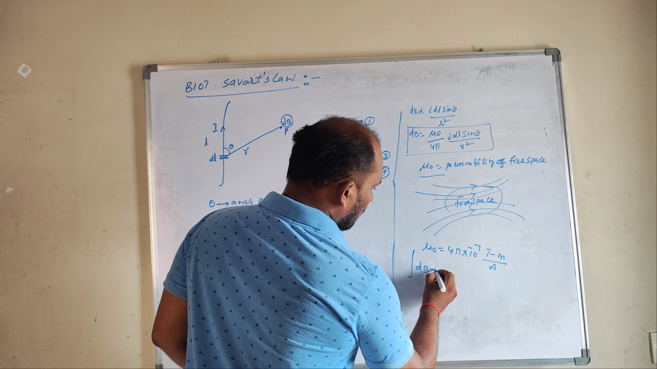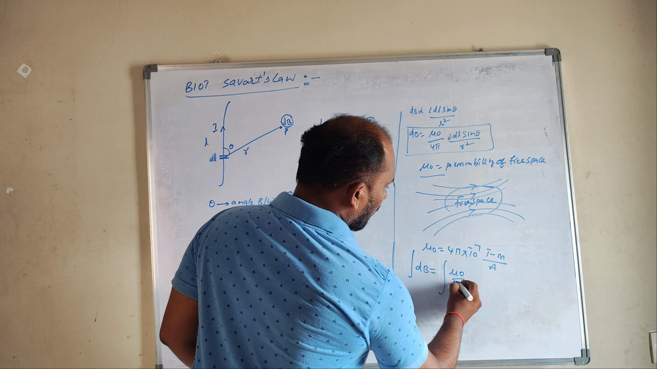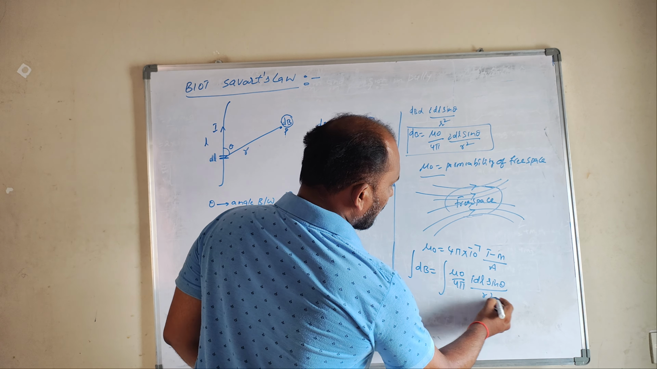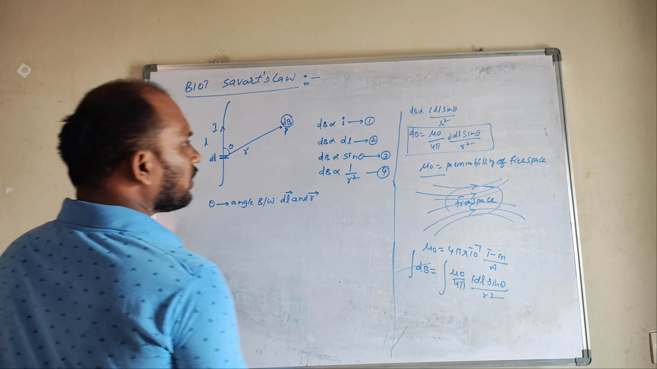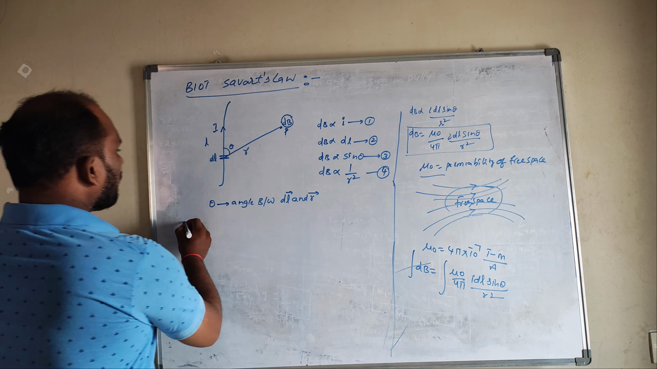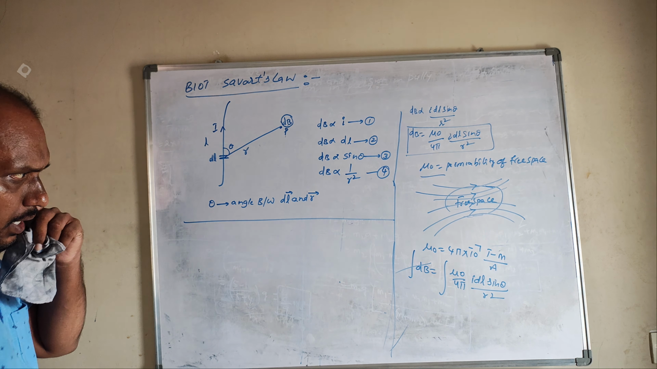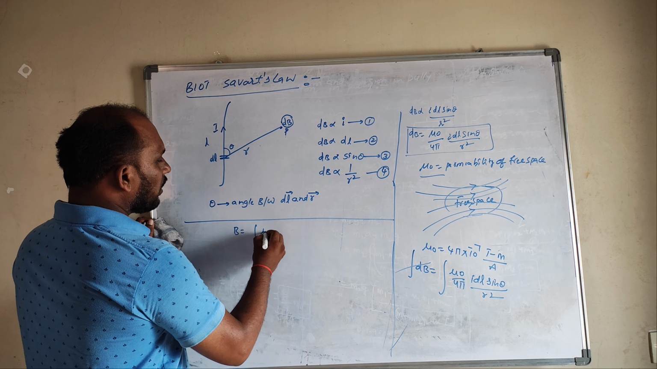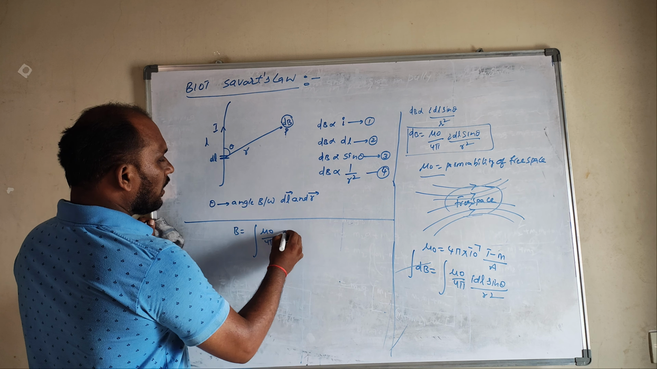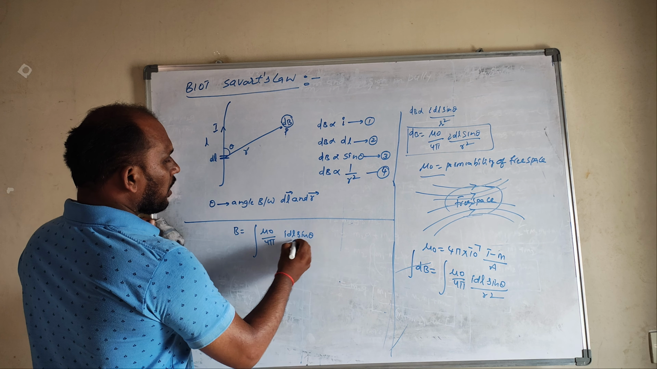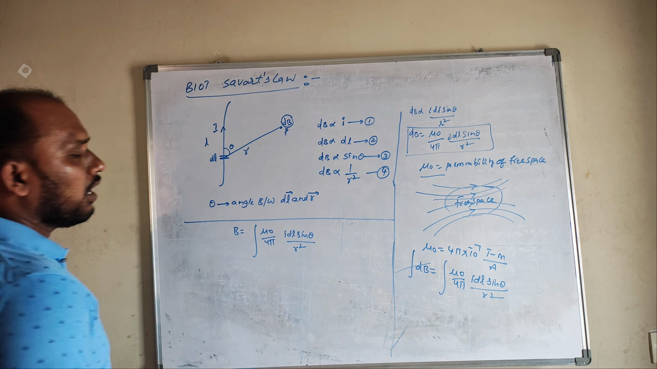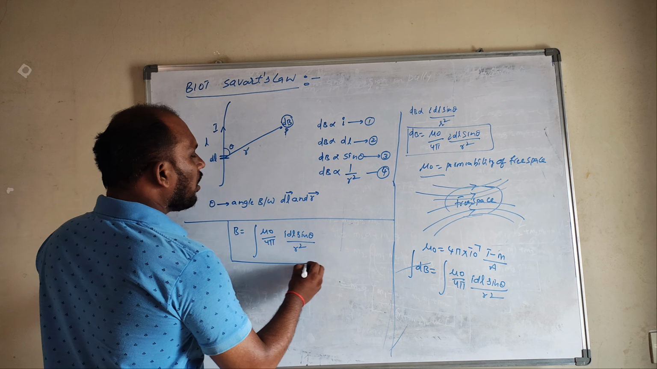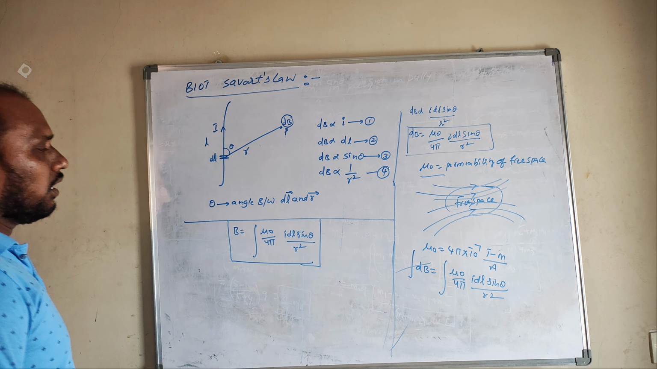So dB is equal to the integral of mu naught by 4 pi, I dl sin theta by r square. So the integral cancels dB here. So what you get from this is I dl sin theta by r square. So now B is equal to the integral of mu naught by 4 pi I dl sin theta by r square. This is called the total magnetic field experienced at a point P, making an angle theta, with current I passing.